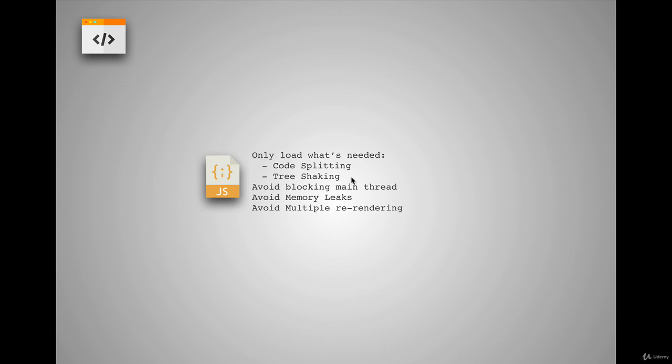But for now, using things such as Babel preset env that we've seen before, which avoids transpiling features already in modern browsers, allows us to use some of this tree shaking ability.